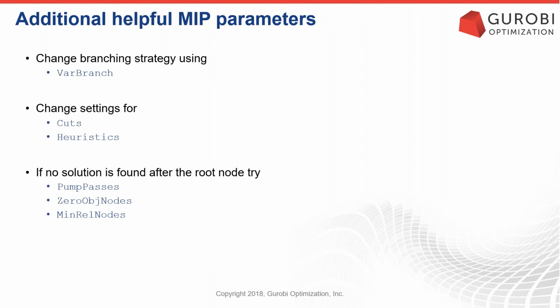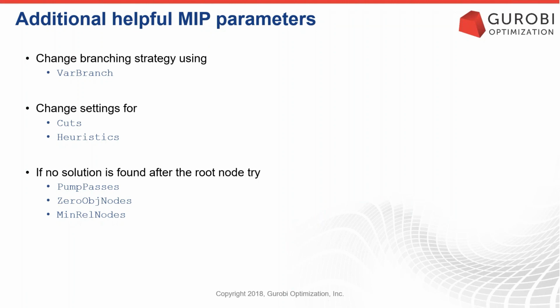There are a lot of parameters here, so we have a few of them here. For example, the branching strategy can be changed with the VarBranch parameter, and cutting planes and heuristics, the two most important parameters for reducing the MIP gap, can be changed as well. Cutting plane generation can be reduced, or it can be more aggressive, so that more time is spent trying to find cutting planes that give a better bound.